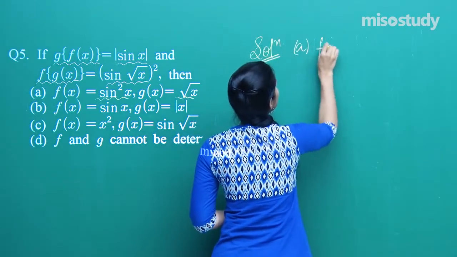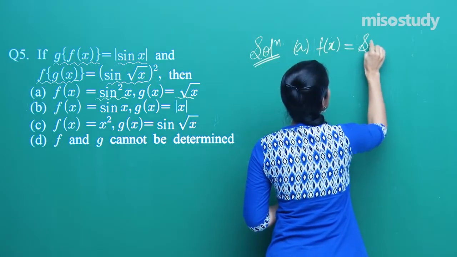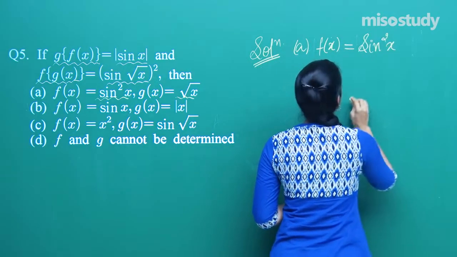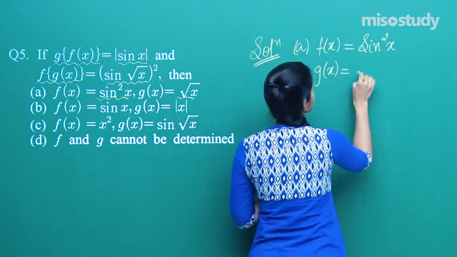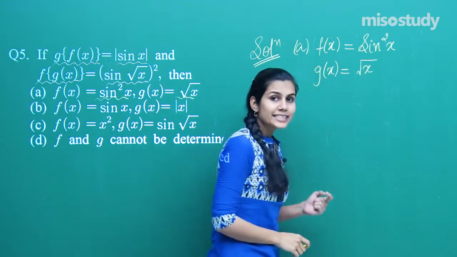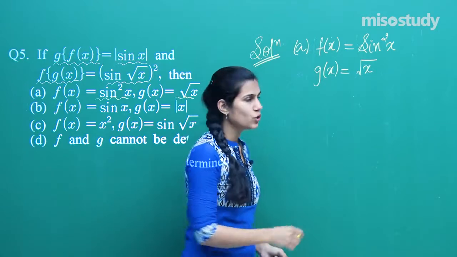Option A says f is sin square x and g is root x. In that case, let's see with this f and this g, what is FOG and what is GOF.